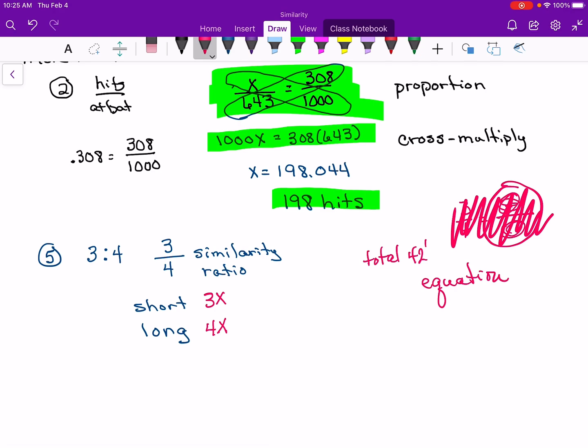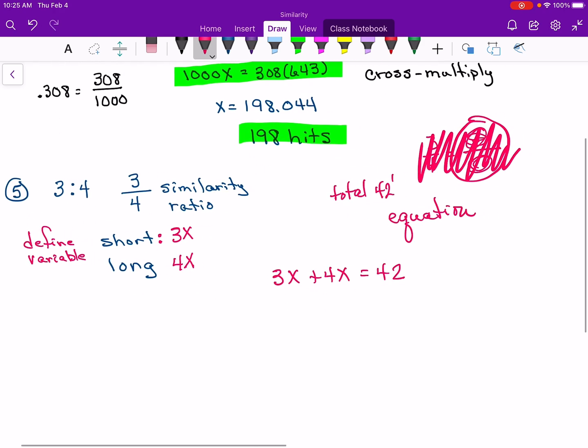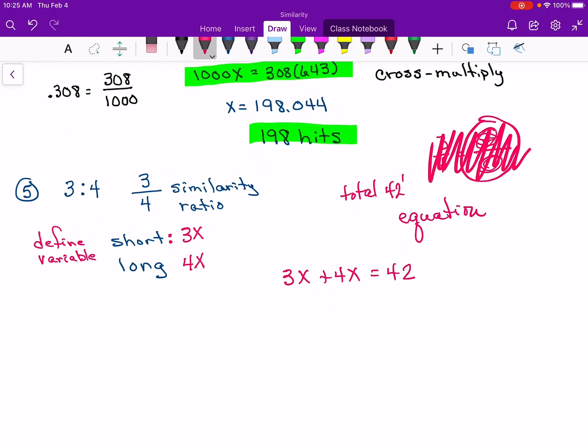So define your variables. Short piece is 3 times whatever that number was. The long piece is 4 times whatever that number was, and together, meaning add them, they reached a length of 42. So this time we're writing a linear equation. Once you have the equation written, then I'm pretty sure everybody knows how to solve these from here.